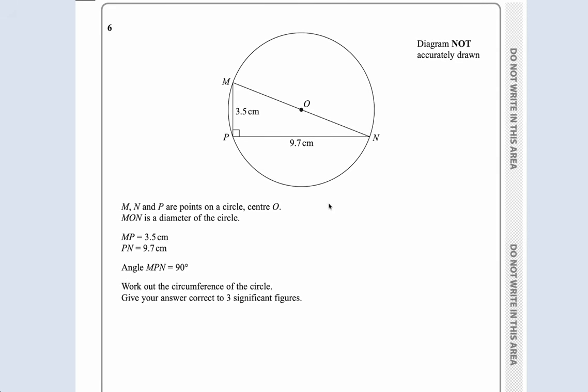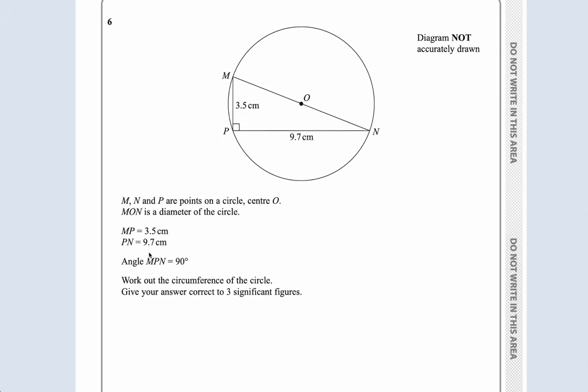Question 6. M, N and P are points on a circle, center O. Basically when I see all this writing, guys, I don't even look at it, because they're just telling us what you can see in the diagram. It tells us this angle is 90 degrees. If they were a little bit sneakier, guys, and you might see this in a future question, they wouldn't even tell you that that's 90 degrees. But you should know it from circle theorems that the angle in a semicircle, if this is the diameter, is always 90 degrees. So just something to be aware of.